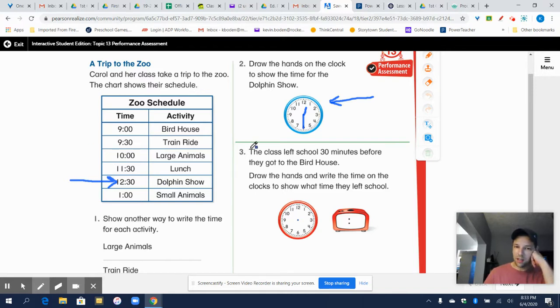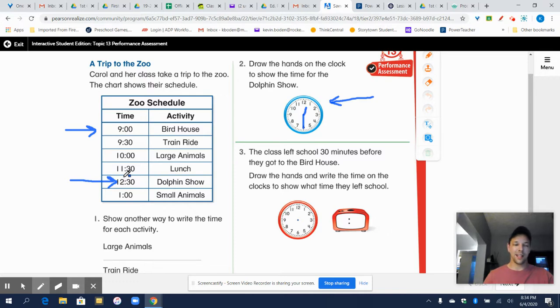Number 3, the class left school 30 minutes before they got to the birdhouse. So they were at school, and then they had to hurry up and get there 30 minutes, or they left the school 30 minutes before the birdhouse exhibit opened, or before they had to get there on their schedule.